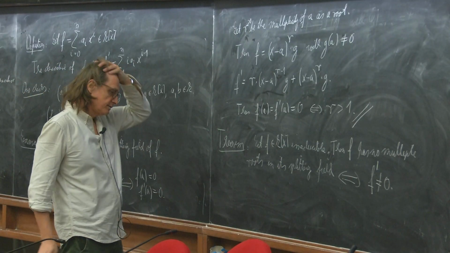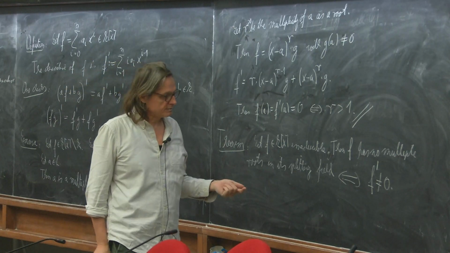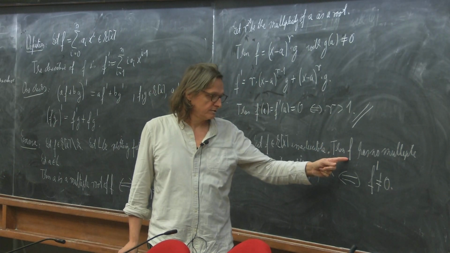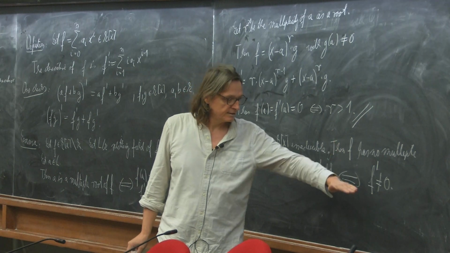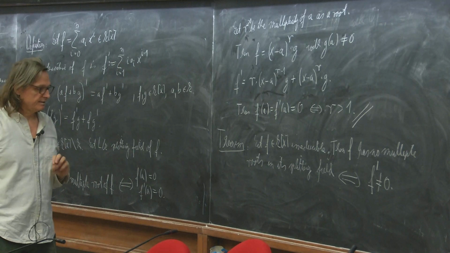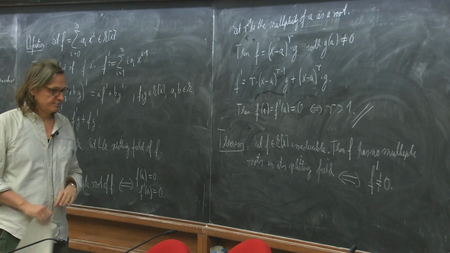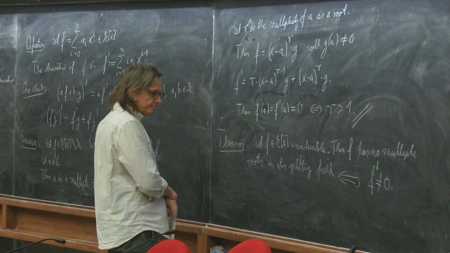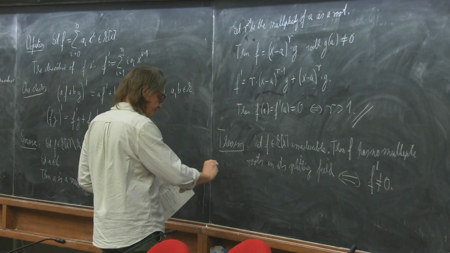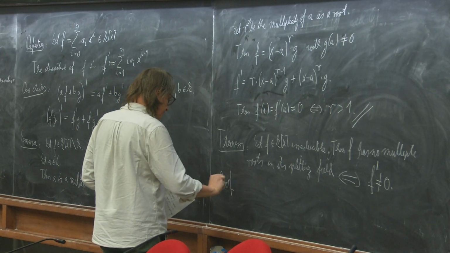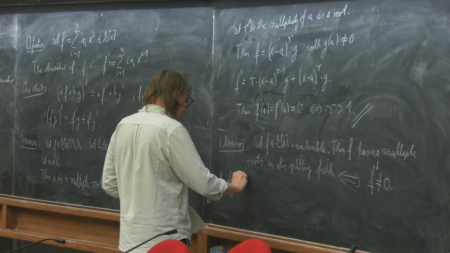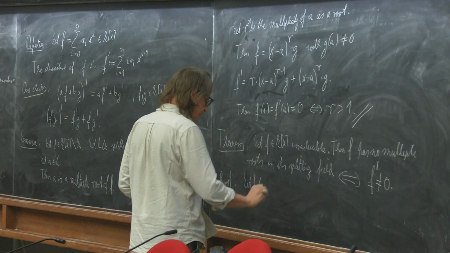So you see, all of a sudden it becomes a very strong condition. F can only have a multiple root if the derivative is 0 everywhere. And for instance, in characteristic 0, you can see that this is impossible unless the polynomial is constant, and it is irreducible, so that cannot happen. So we look at the splitting field, that L over K is splitting.